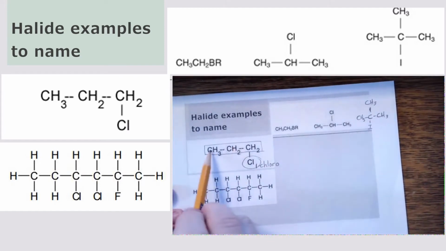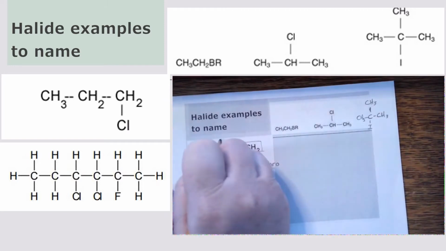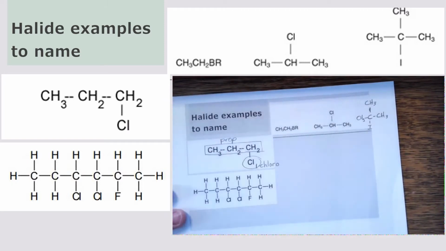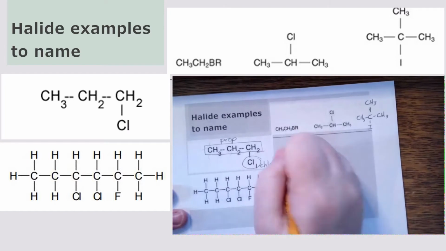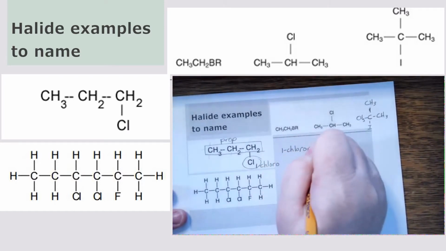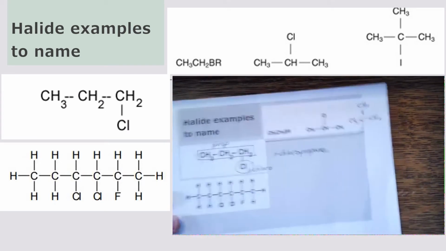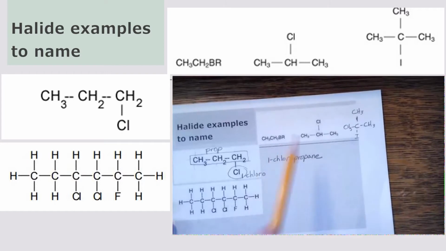How many carbons are in my chain? 1, 2, 3. What is the prefix for 3? Prop. I don't have any double bonds. How can you tell if I drew out these or triple bonds? If I drew out these hydrogens, you would see it's all single bonds. If you aren't sure, draw them out. So this name would be 1 chloro propane.